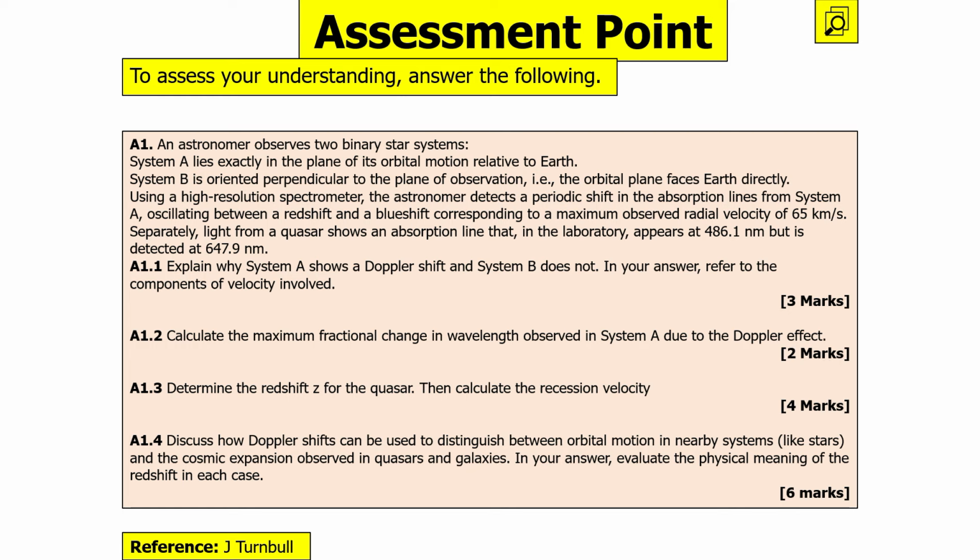Calculate the maximum fractional change in wavelength observed in System A due to the Doppler effect. Determine the redshift for the quasar, then calculate the recession velocity. Then discuss how Doppler shifts can be used to distinguish between orbital motions in nearby systems like stars, and the cosmic expansion observed in quasars and galaxies. In your answer, evaluate the physical meaning of redshift in each case. So pause the video now, and then unpause the video when you want to go through your answer.